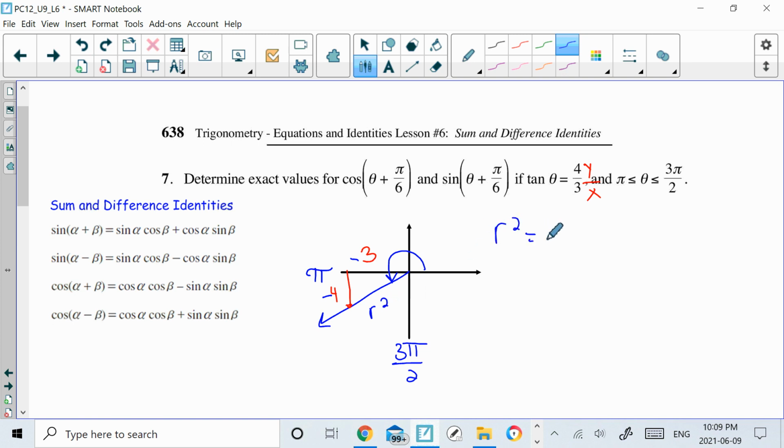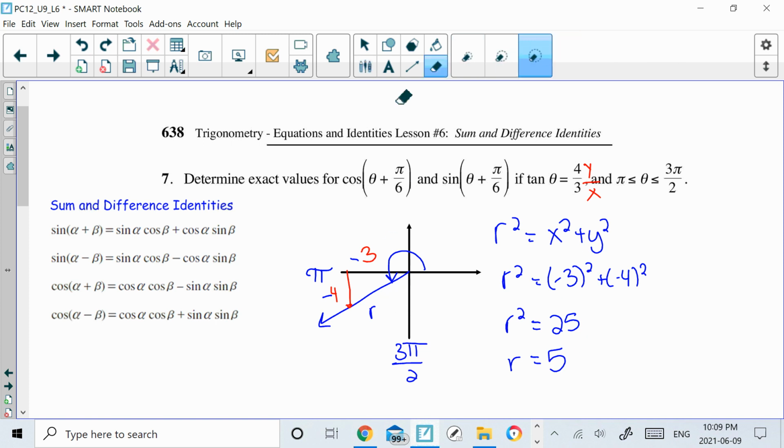So r squared is equal to x squared plus y squared. r squared is equal to (-3) squared plus (-4) squared. Remember to always put this in a bracket, because (-3) squared is 9 and (-4) squared is 16. So 9 plus 16 gives you 25. Square root both sides, and you get plus or minus 5. However, a radius could never be negative. So r is going to be equal to 5. So the radius of this is 5.